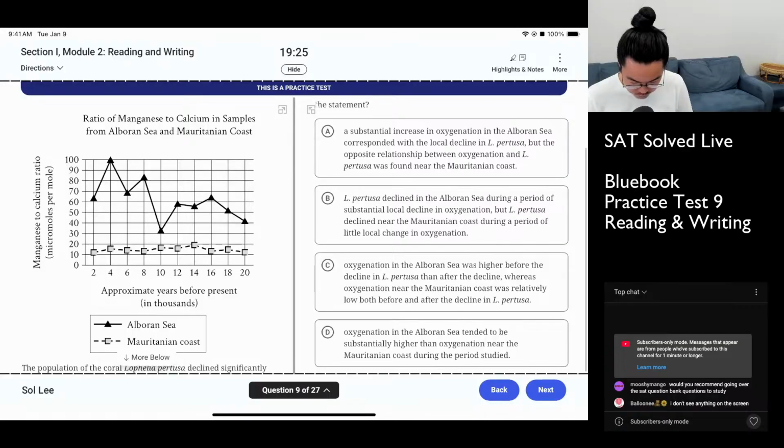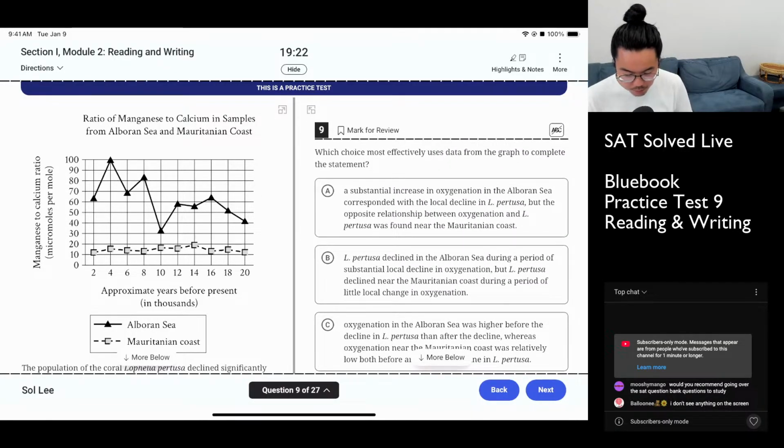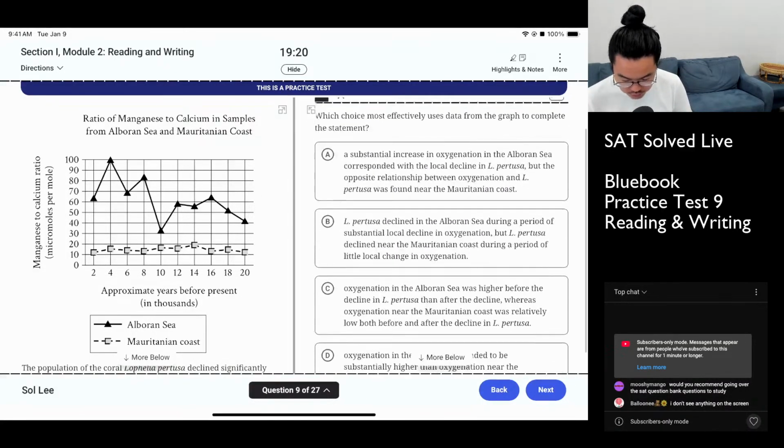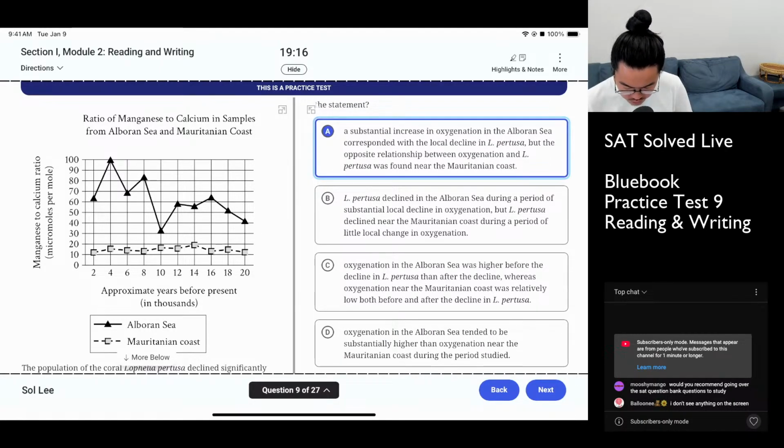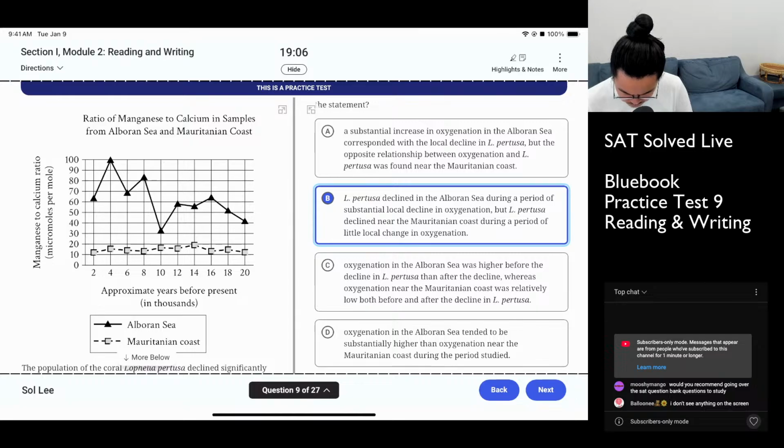Okay. I must have taken almost a minute and a half, just maybe 2 minutes, just figuring that out. Substantial increase in oxygenation in Alboran Sea corresponded with the local decline in L. pertusa. Opposite is the wrong word because that doesn't happen. L. pertusa in Alboran Sea with a local decline in oxygenation because the manganese is going up, so it declines. That's correct. But L. pertusa declined during a period of little change, and that is my prediction.